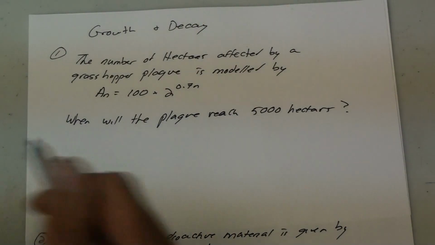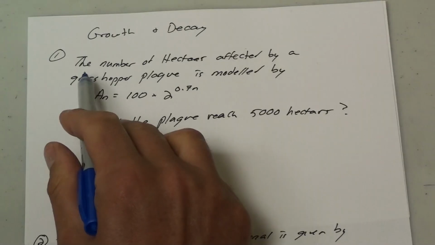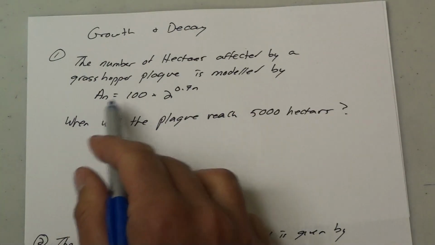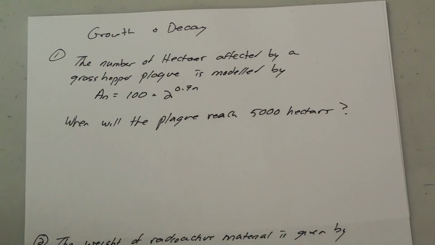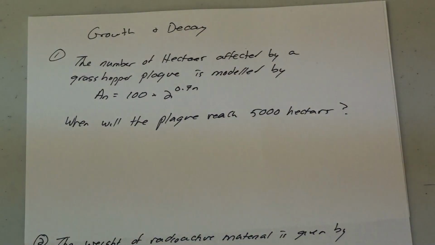Okay, this lesson's on growth and decay, some word problems. We're going to go through three of them here. The first one: the number of hectares affected by a grasshopper plague is modeled by the equation a_n = 100 times 2^(0.7n), where n would be the number of days or weeks or whatever since the plague started. When will the plague reach 5,000 hectares?